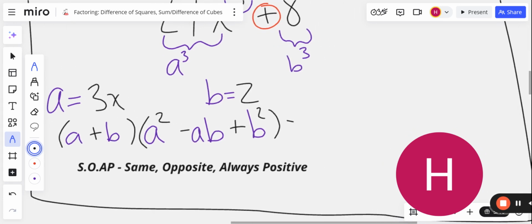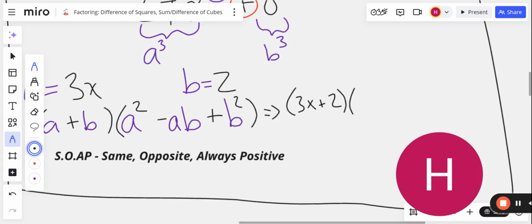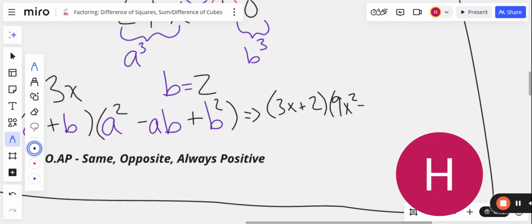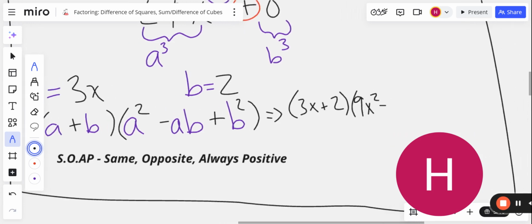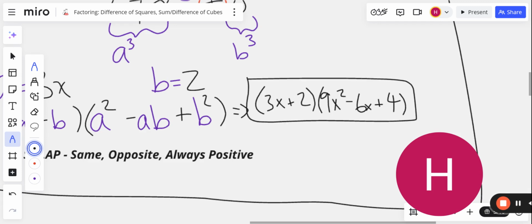Let's plug in the values. We have 3x plus 2 times, we have to do a little bit of work here. A squared means 3x times 3x. Do not put 9x, it is 9x squared. Minus ab, which is a times b, that's just 3x times 2, 6x, plus the b squared, which is 2 squared, that's 4. And this is your complete factorization.